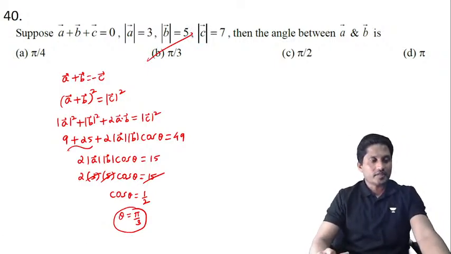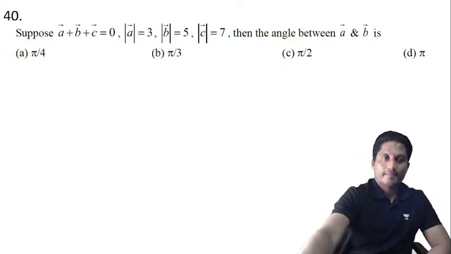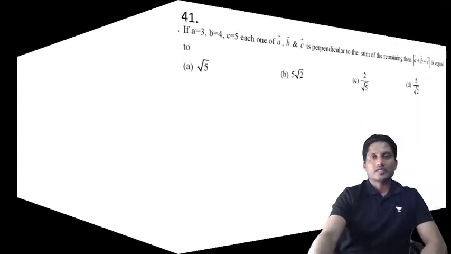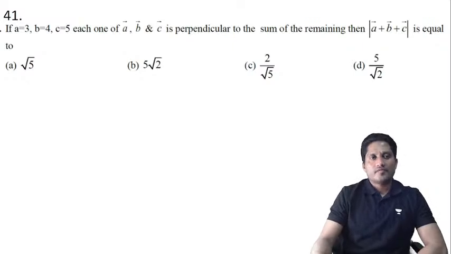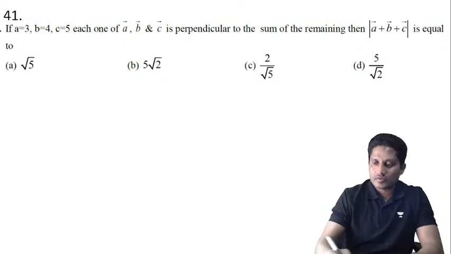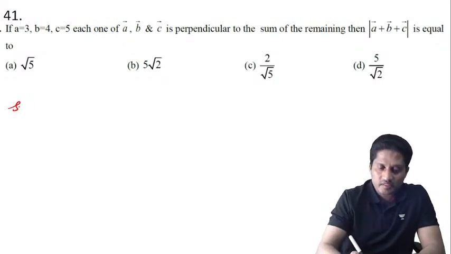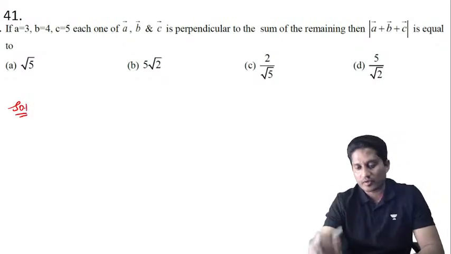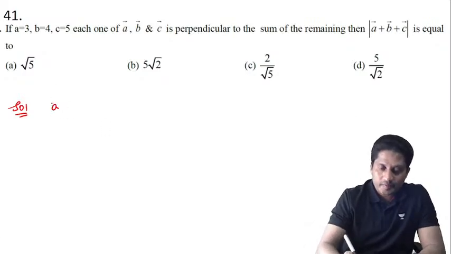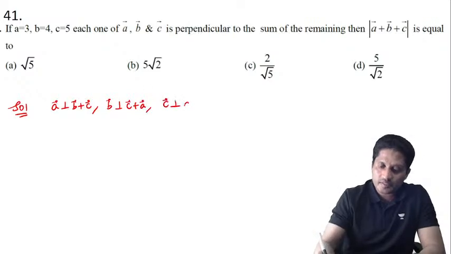Right, let's move to the next question. Question number 41. If A, B, C are 3 vectors, each one of them is perpendicular to the sum of the other two. There's a similar question in the textbook miscellaneous exercise example. A is perpendicular to B plus C, B is perpendicular to C plus A, and C is perpendicular to A plus B. Each vector is perpendicular to the sum of the other two.